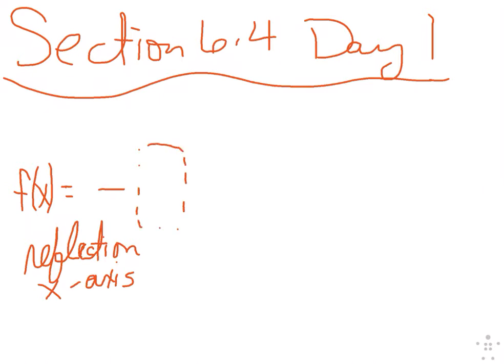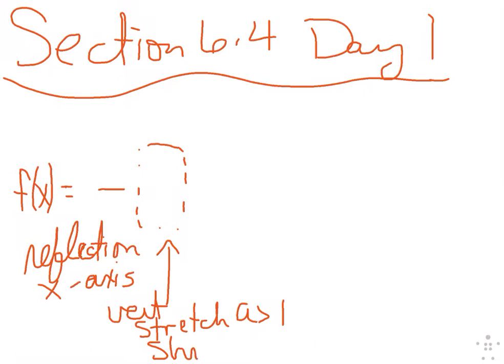What does a number multiplied on the outside do? Vertical stretch or shrink. If that number is bigger than 1, I'm going to put A, and a shrink if that number is between 0 and 1. Then I'm going to put a B there. The reason I'm going to put a B is that it stands for the base.